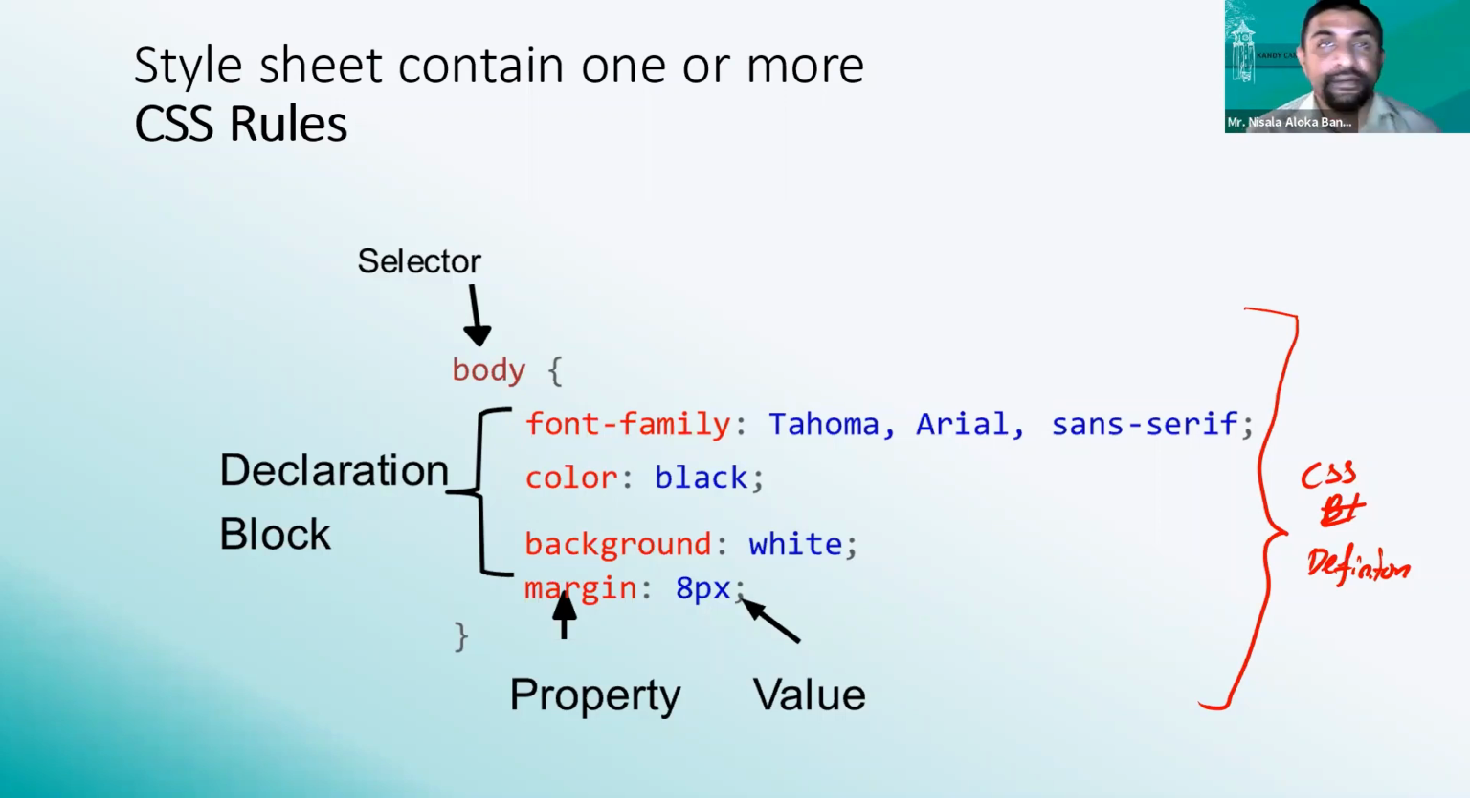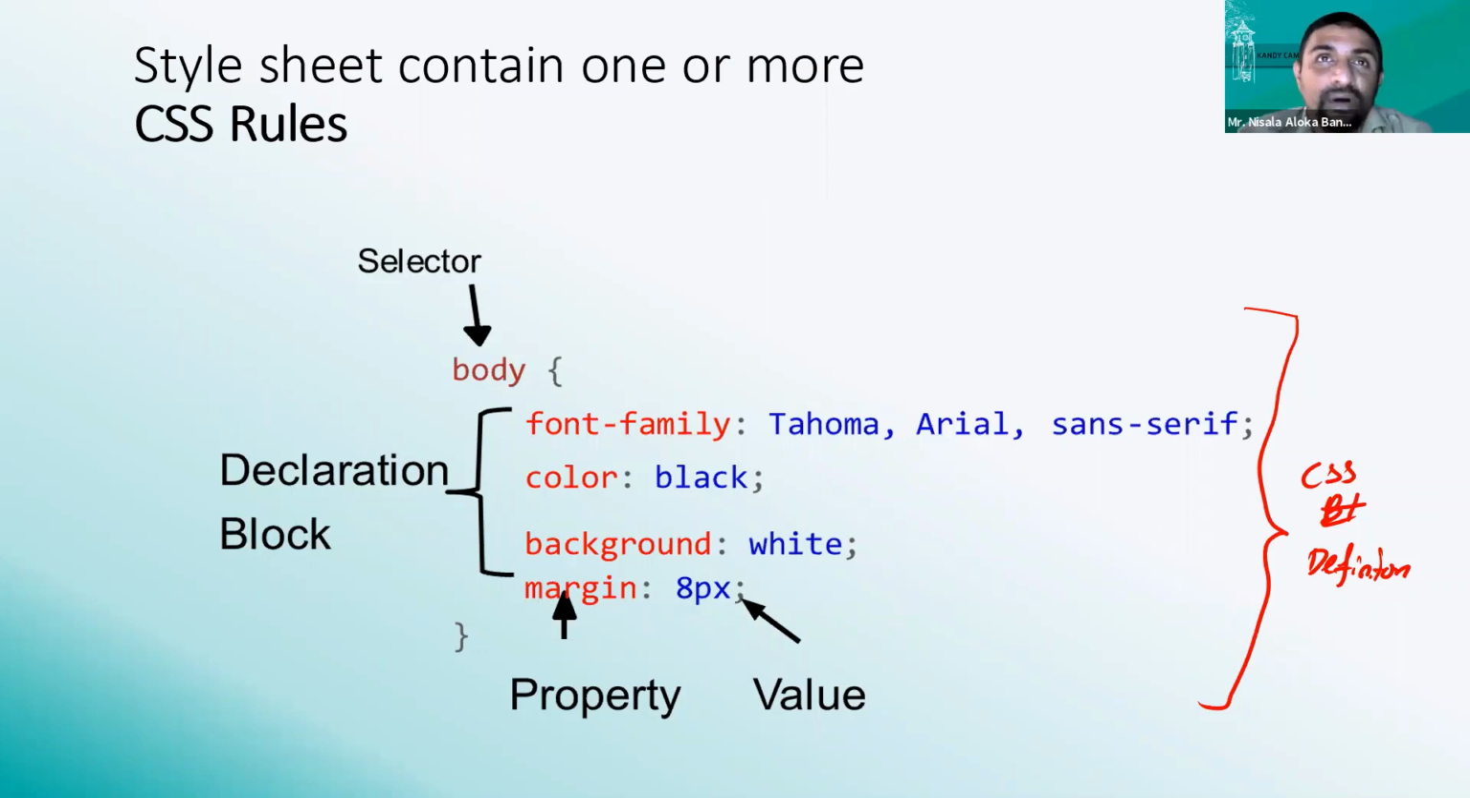In that CSS definition, the definition starts with the selector. We have a few different types of selectors. We will be talking about them in coming slides. After the selector, you have curly braces, and within the curly braces, you have a declaration block. In this declaration block, you have the attribute and the value. So the definitions go as pairs of attributes and values.